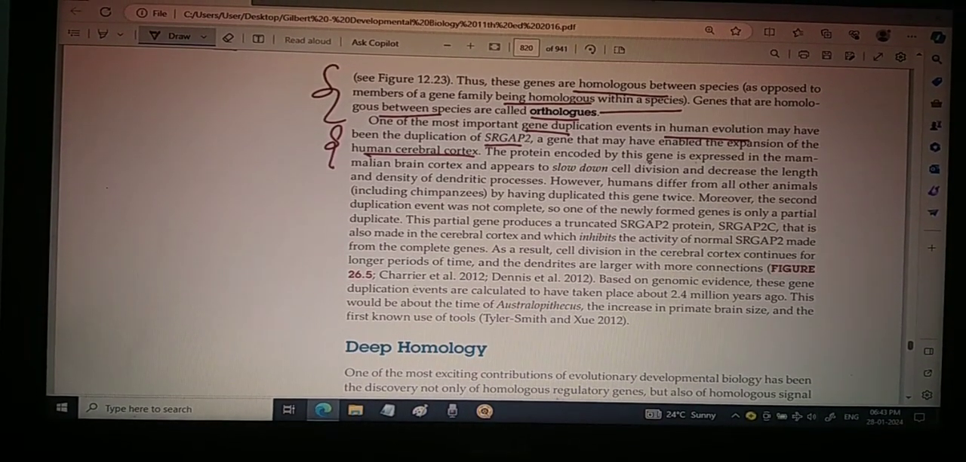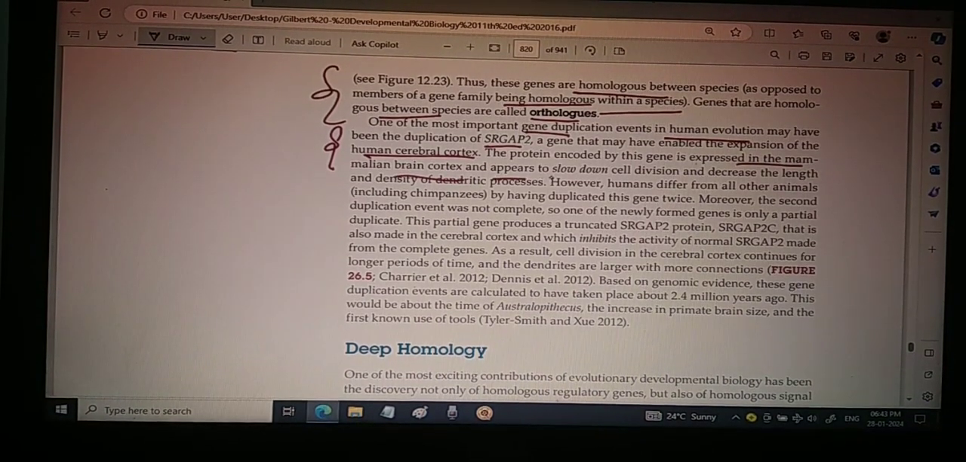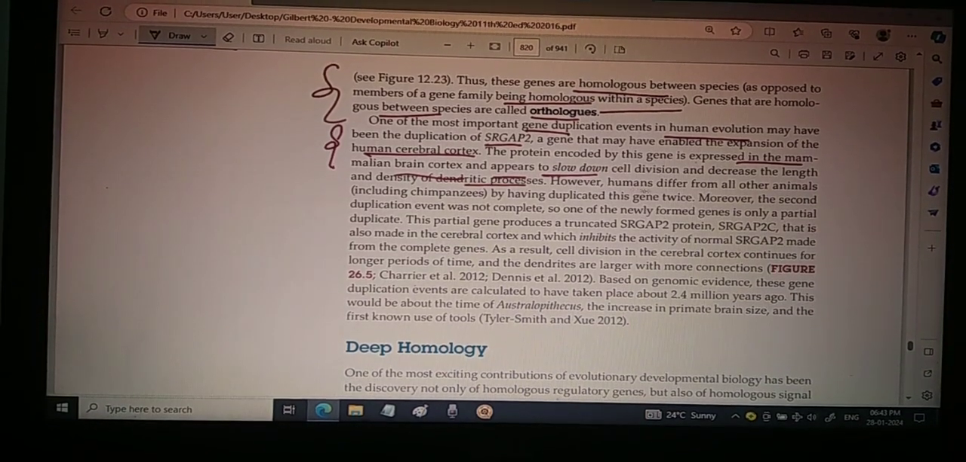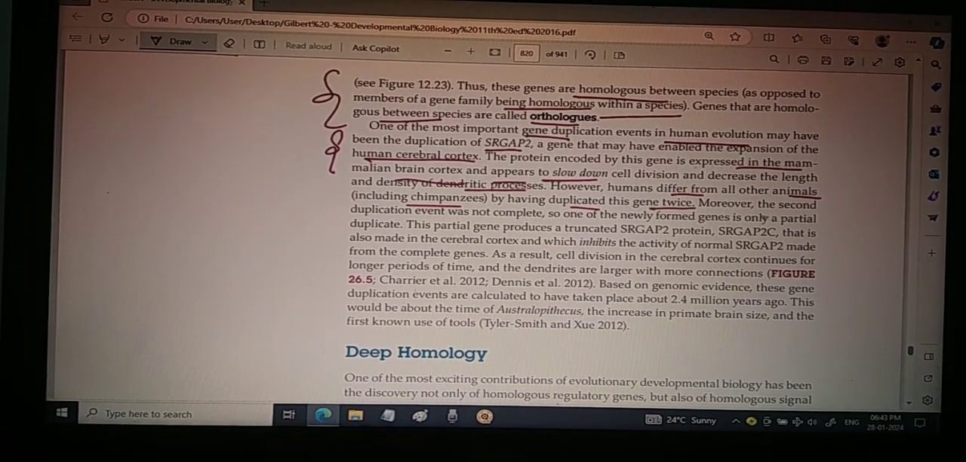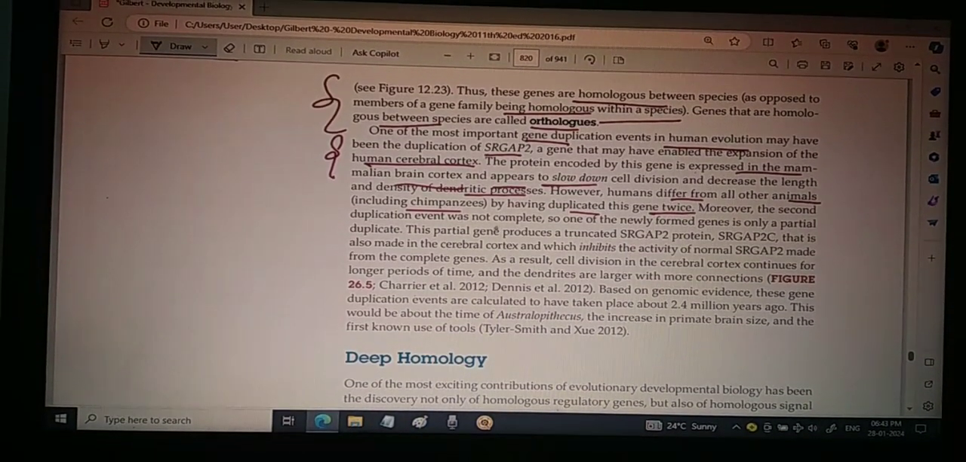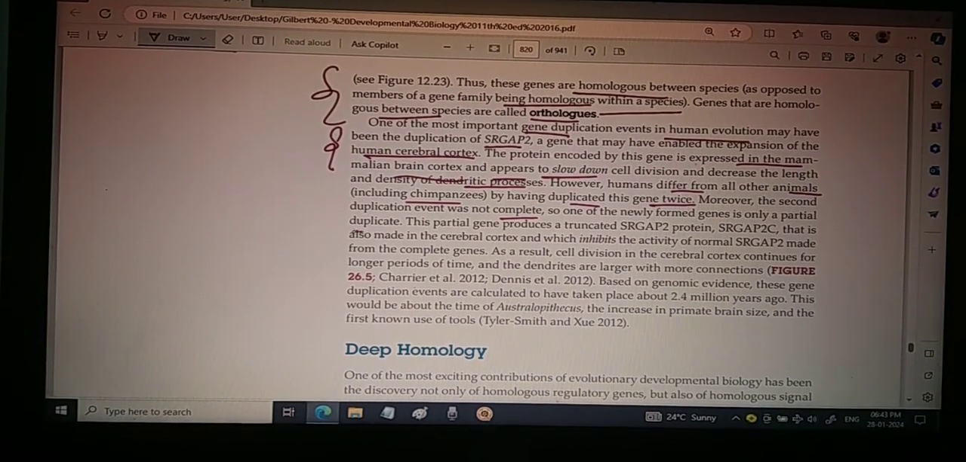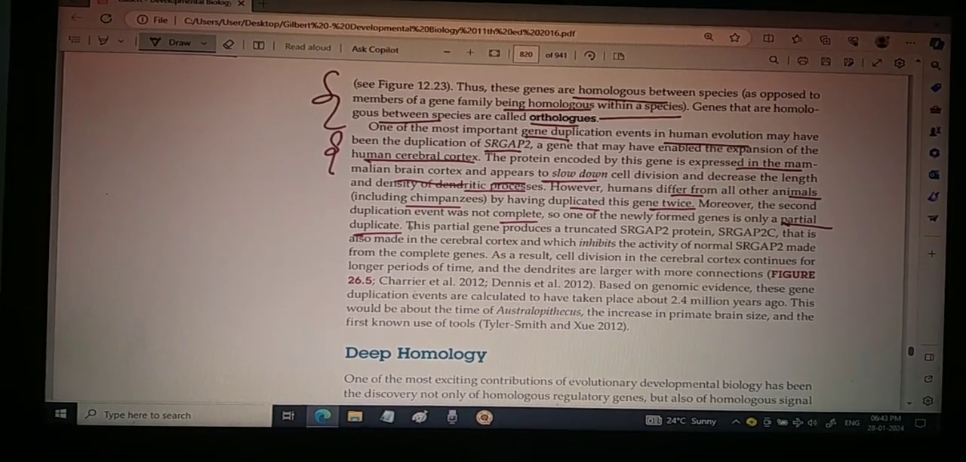The protein encoded by this gene is expressed in the mammalian brain cortex and appears to slow down cell division and decrease the length and the density of dendritic processes. However, humans differ from all other animals, including chimpanzees, by having a duplicated version of this gene twice. Moreover, the second duplication event was not complete, so one of the newly formed genes is only a partial duplicate. Gene duplication is also seen in pseudogenes, but those genes are not functional.